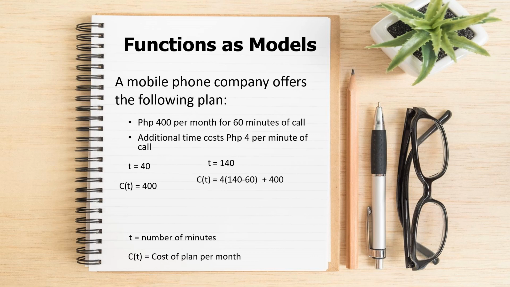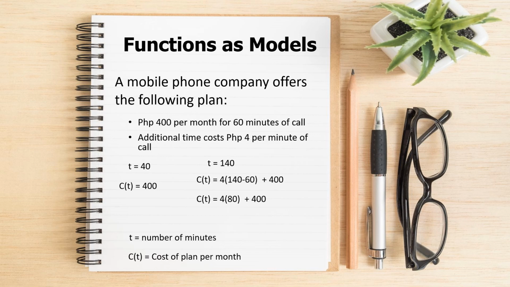So C of T equals 4 times (140 minus 60) plus 400. Why? Since you have another formula or another payment, if you consume 60 minutes, you will just subtract 60 from 140. So 140 minus 60 is actually 80. So 80 minutes of call is the additional minutes, and each minute will have an additional cost of 4 pesos.